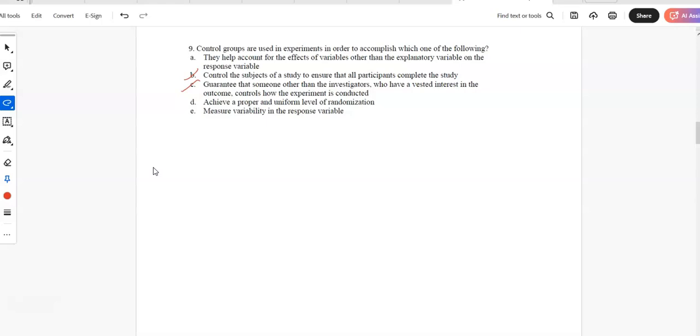I don't think that's what they're used for. I don't think so. Measure variability in the response variable. So control groups, when you get the placebo, they might have a little placebo effect, but they help control. Like I think A is the better answer there. So they help account for the effects of variables other than the explanatory variable.